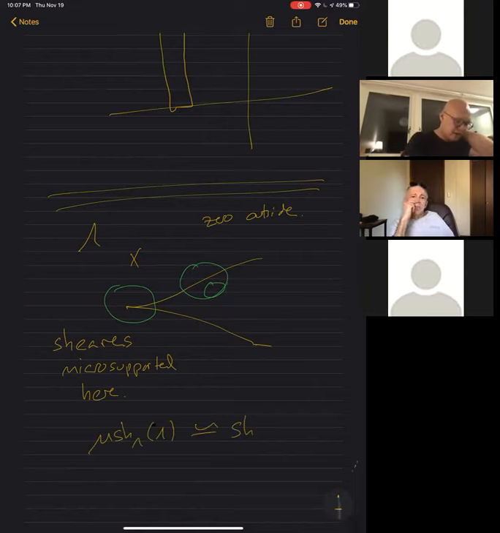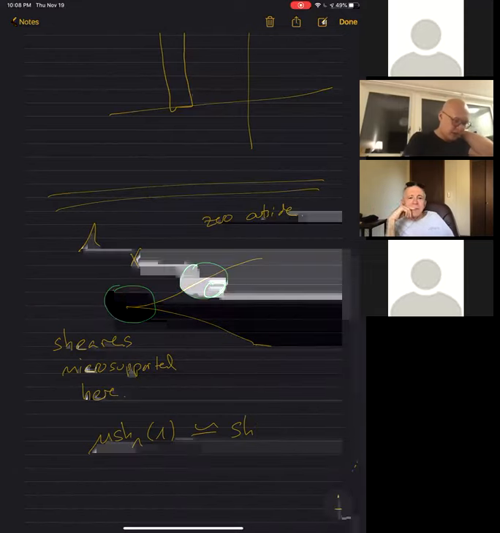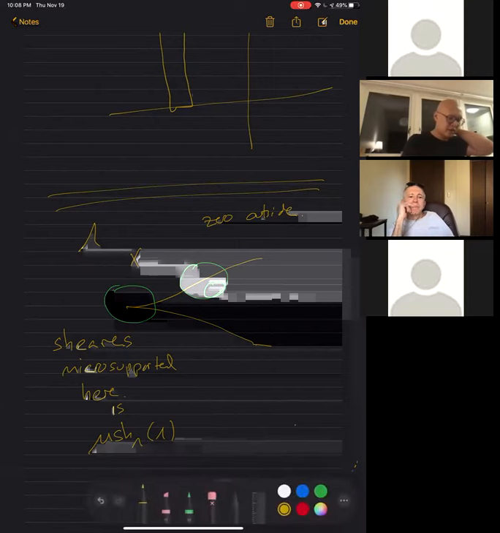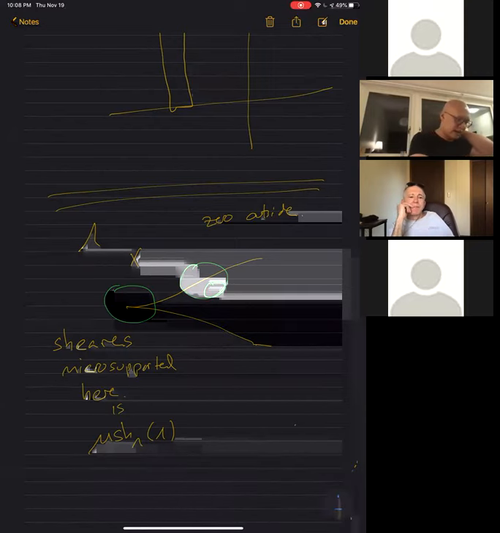How to say? I'll just denote this like this. So what is it? Sheaves microsupported here. Maybe I'll write like this. And this is what you learn. And the way this picture is related to the previous picture is that the previous picture is like the slice along here.